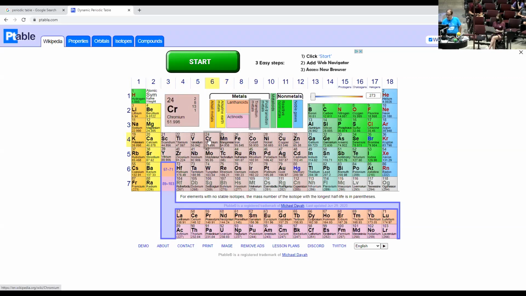Remember, for instance, that for the chromium column, you would expect this column to be d4, but remember, it steals an electron from the s subshell in order to make the d subshell half filled, because that lowers the energy. So chromium, for instance, would have all the electrons in argon, and then it would be 4s1, 3d5. And molybdenum would do the same thing, except the numbers would go up by 1.